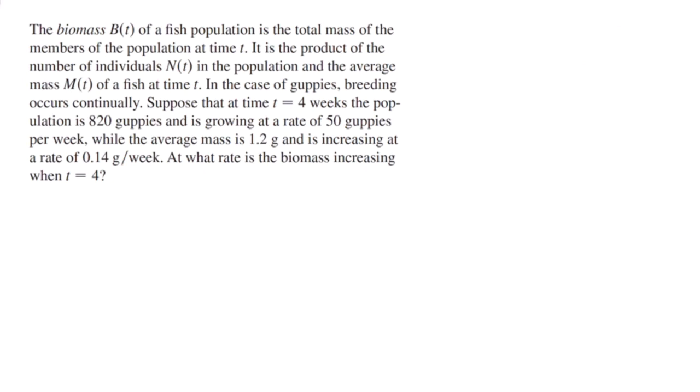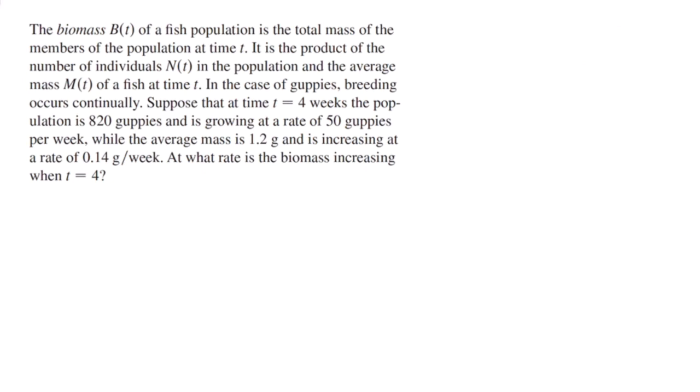In the case of guppies, breeding occurs continually. Let's suppose that at t equals 4 weeks, the population is known to be 820 guppies, and it is growing at a rate of 50 guppies per week, while the average mass is 1.2 grams, and it is increasing at a rate of 0.14 grams per week. The question says, at what rate is the biomass increasing when t is 4?